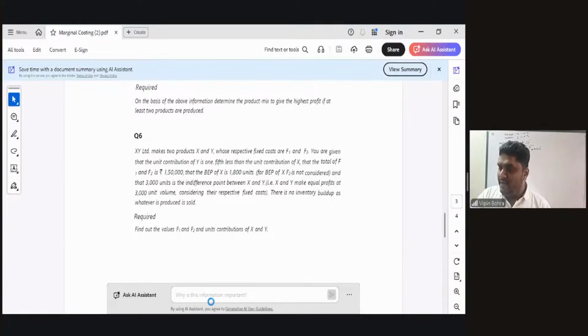Further, it is given that the total of F1 and F2, that is, the total of fixed cost 1 and fixed cost 2, is 1,50,000. So F1 plus F2 is equal to 1,50,000. Further, it is given that the break-even point of X is 1,1800 units.